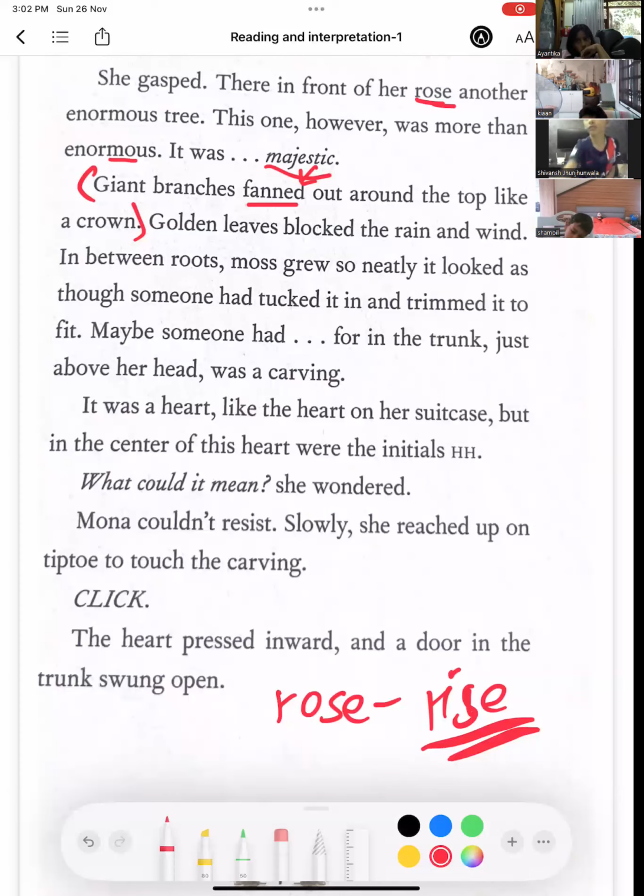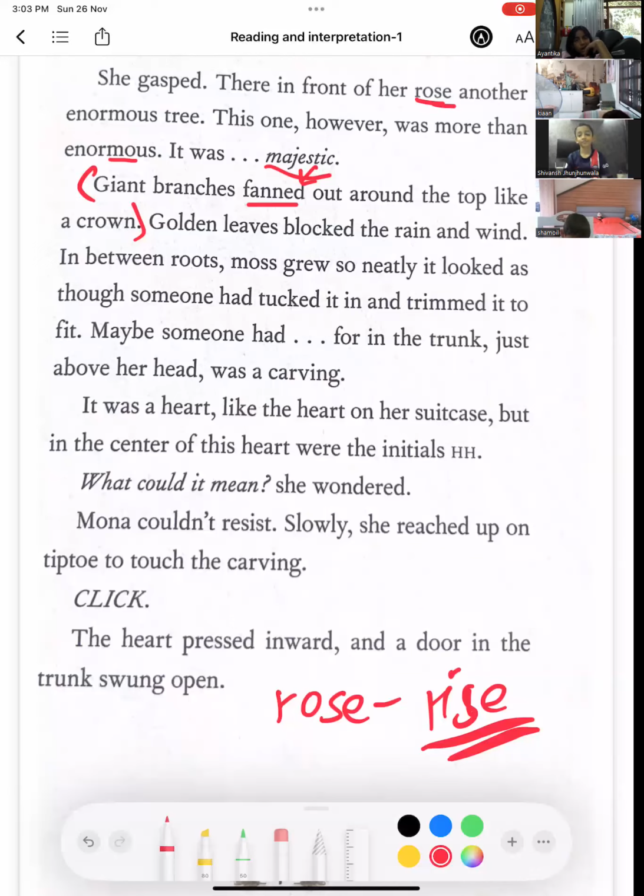Now, coming back to the text. Golden leaves blocked the rain and wind. If you are deep into the forest, especially the Amazon rainforest, we know why it is known as rainforest, because it's always raining there. But still, it's surprising that if you are traveling inside the forest and it's raining, you will not get that drenched. You know why? Because you're protected by the shelter of the leaves. Leaves, big trees. Yes, ma'am, that evergreen forest. Yes, evergreen forest.